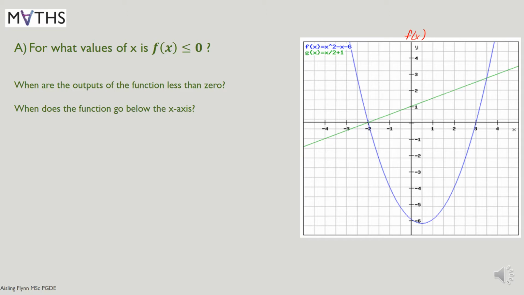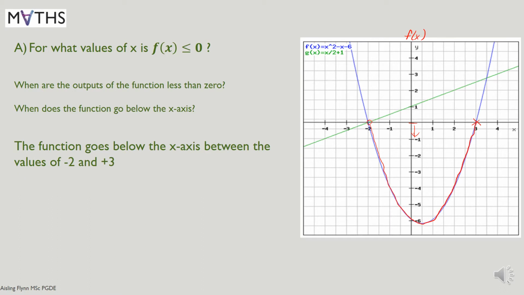So 0 is here on the y-axis. When are the values lower than that? So it's asking when are they negative, really. And this blue line, which is f of x, is below the x-axis for all of this section. Okay, so essentially from here to here. Okay, sorry, my pen doesn't like circles. So the function goes below the x-axis between the values of -2 and +3.